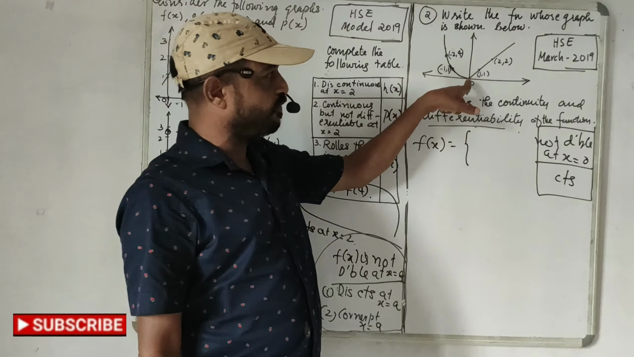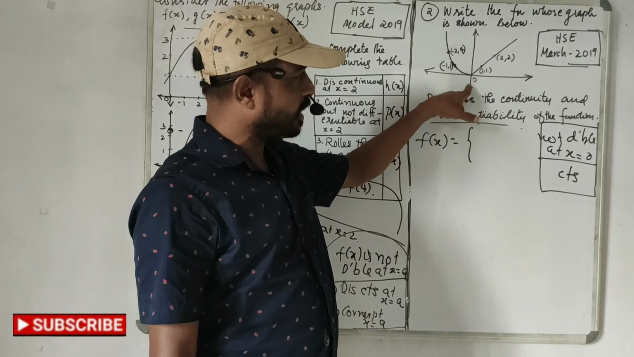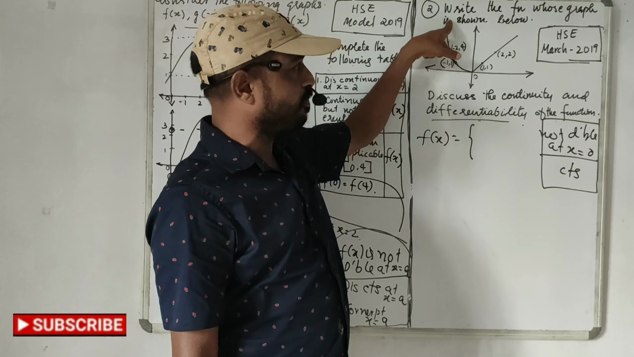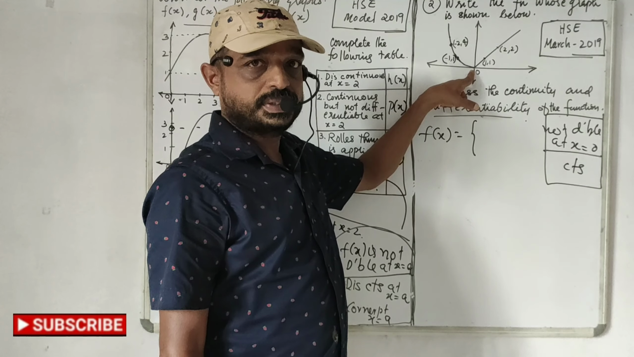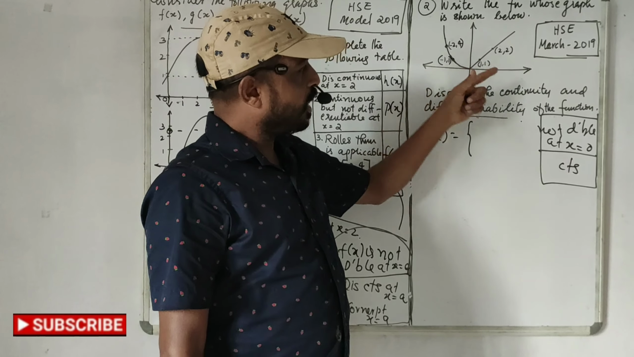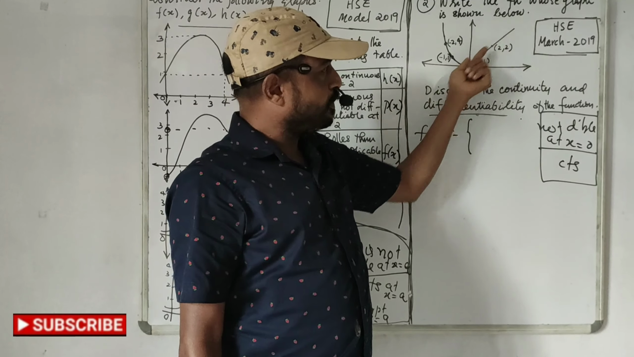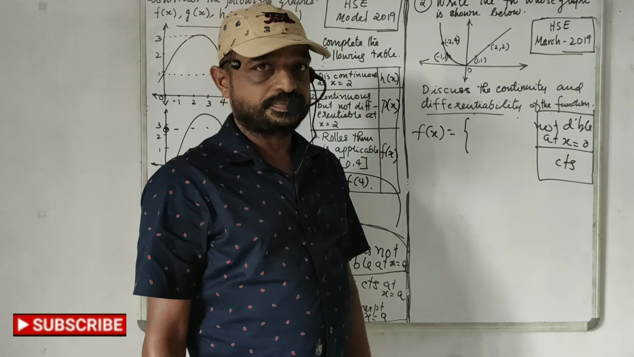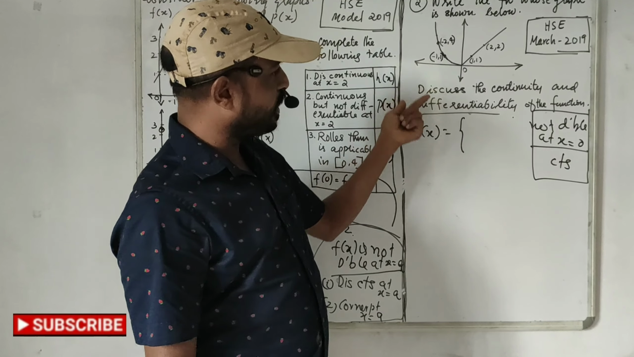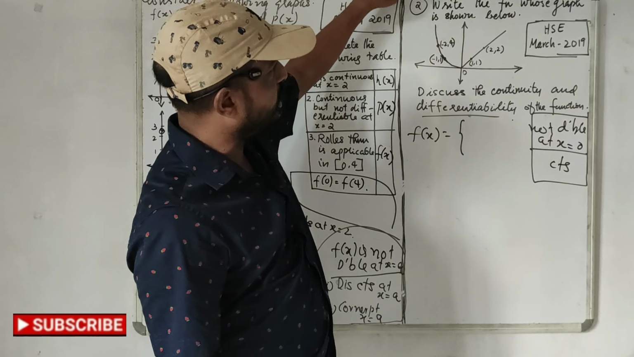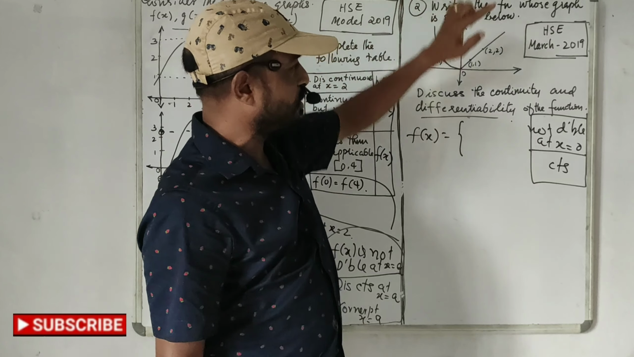The function is not differentiable at x equal to 0 because corresponding to x equal to 0, there is a corner point or a sharp point. And since there is no gap, the function is continuous. Now, how will you define the function f of x? Write down the function whose graph is shown below.